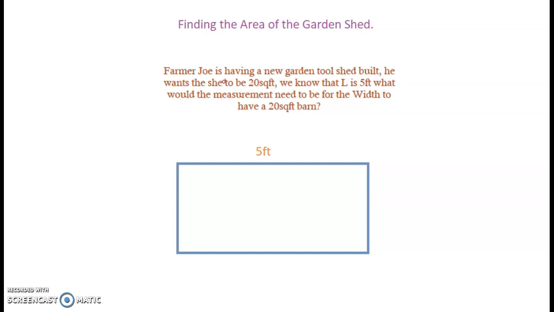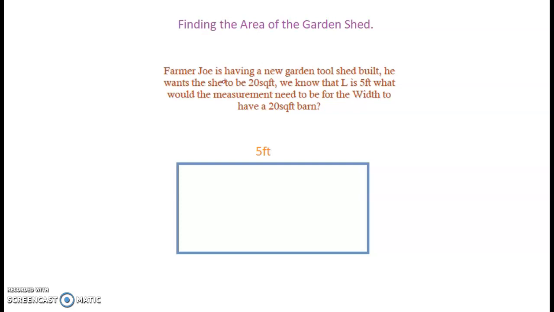Okay, today we're going to learn how to find the area of a garden shed. The word problem is: Farmer Joe is having a new garden tool shed built. He wants the shed to be 20 square foot. We know that L, the length, is 5 foot. What would the measurement need to be for the width to have a 20 square foot barn?